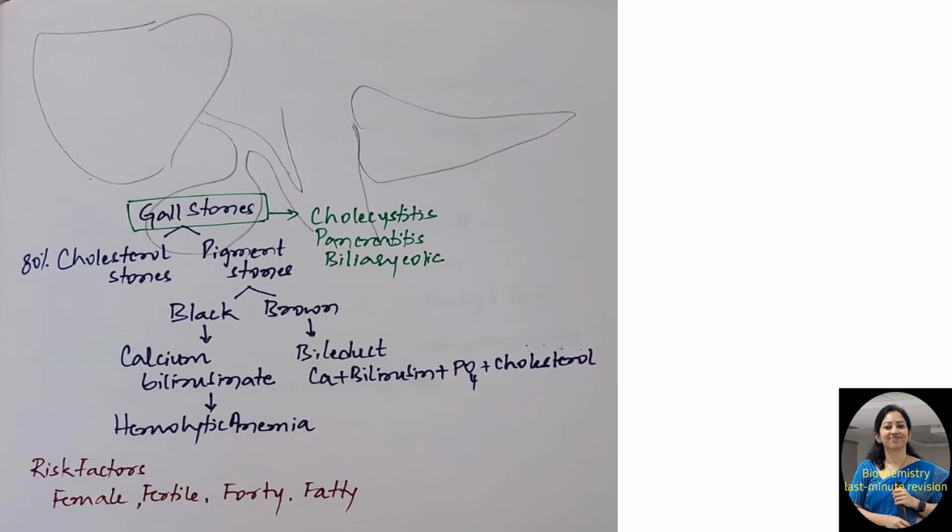That is black pigment. The brown pigment stones are usually formed in the bile duct, and the composition includes calcium, bilirubin, phosphate, cholesterol.